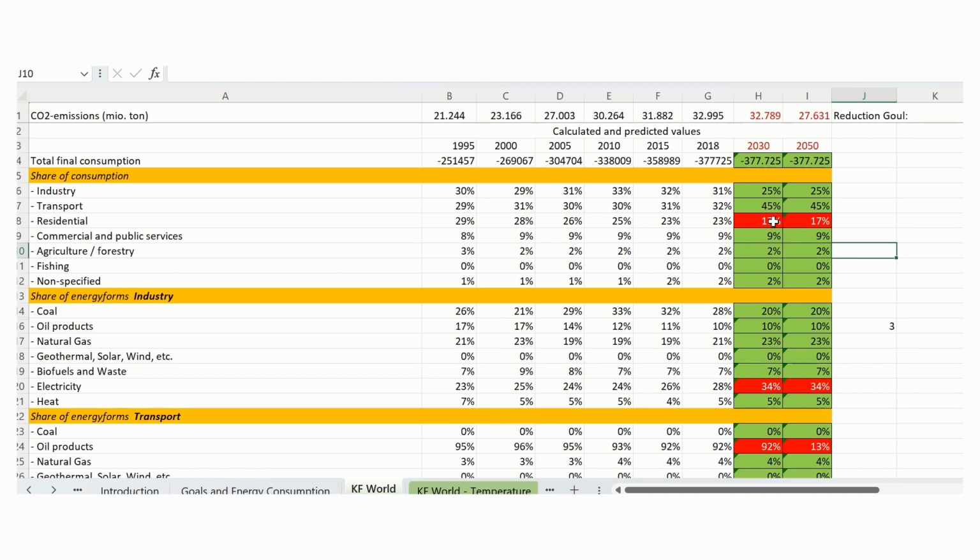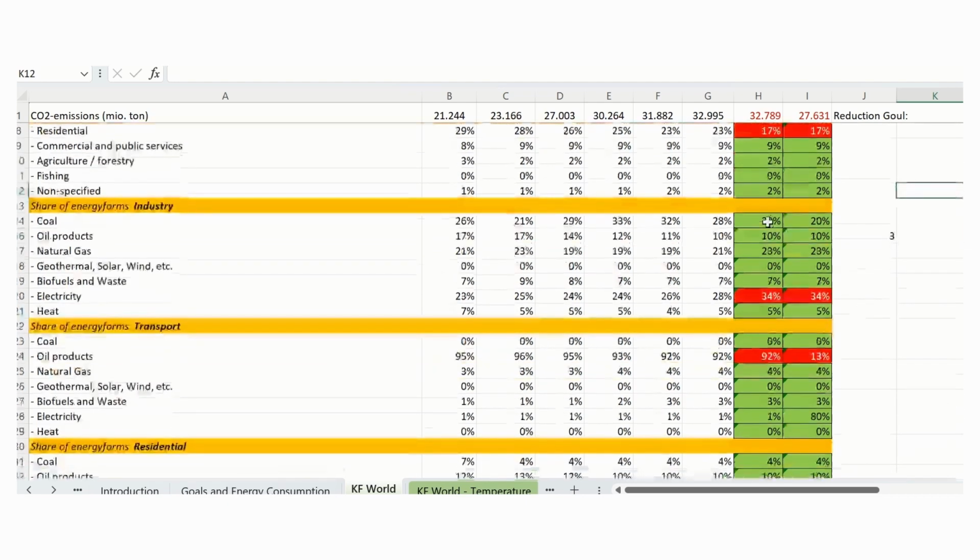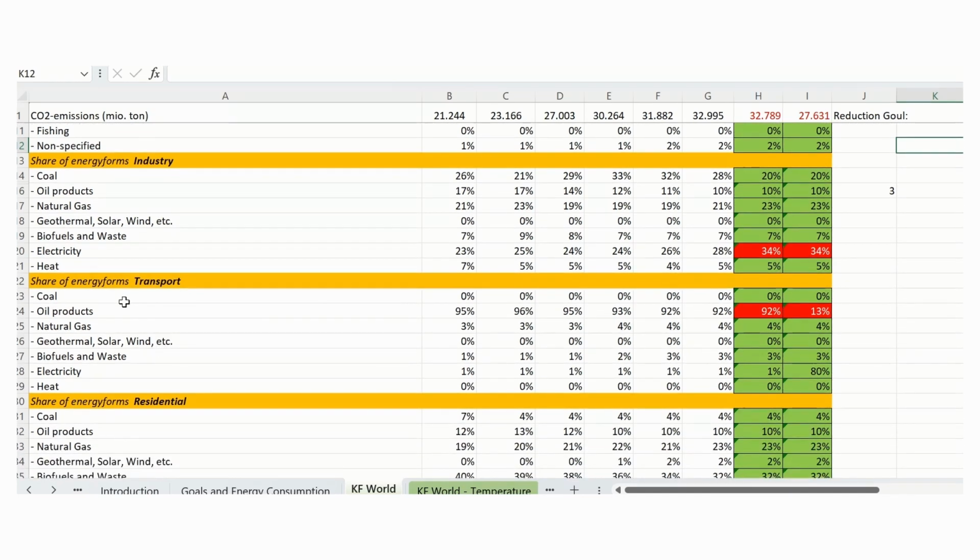The cells with this red color here, you don't have to fill in because they will secure that the total here will be 100%. When you have decided on the distribution between the different sectors here, you continue by putting values for the distribution between the different energy forms here for industry, this here, and for the transport sector.